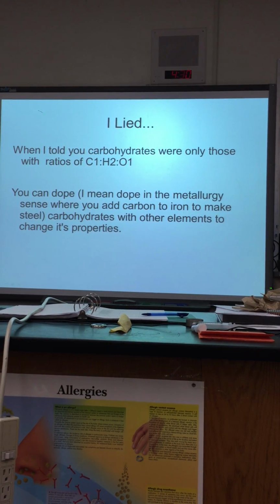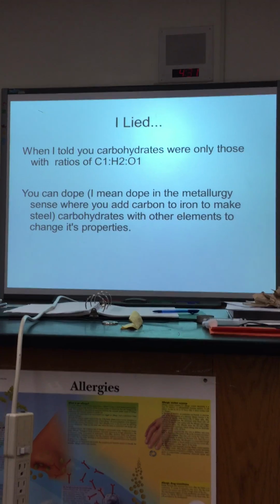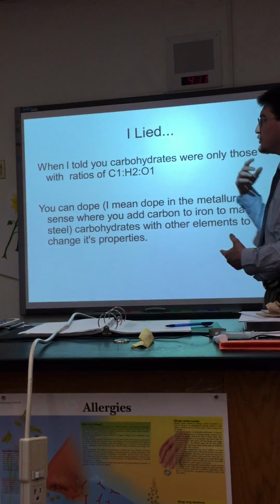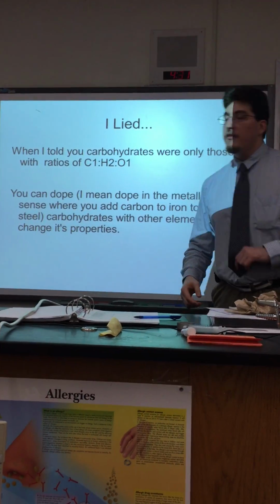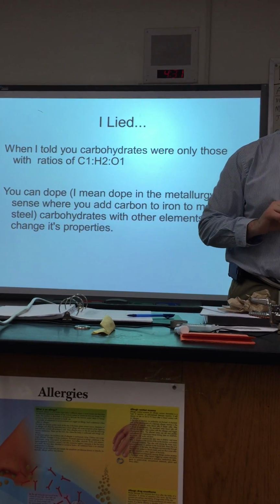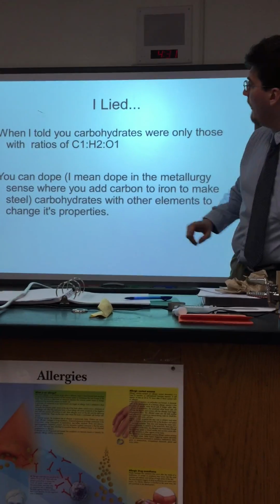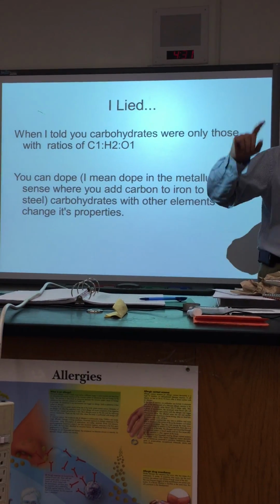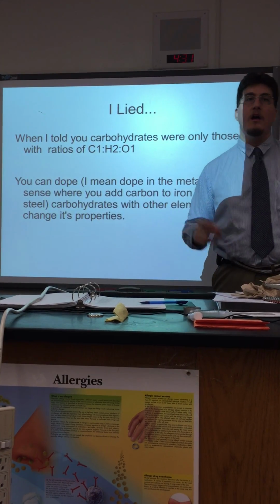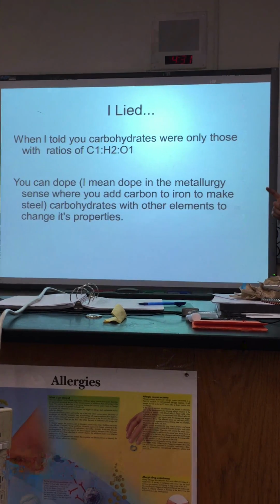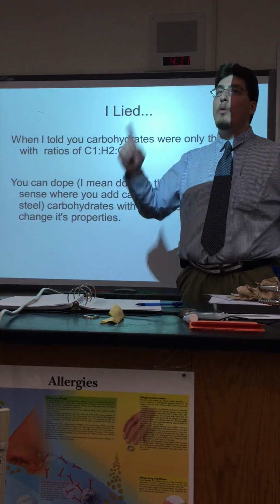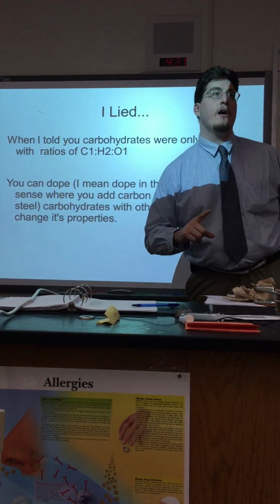So when I told you that carbohydrates are a C1H2O1 ratio, there's actually 2 lies embedded in this. That is an individual carbohydrate monomer. The individual carbohydrate monomer is typically a 1:2:1 ratio.